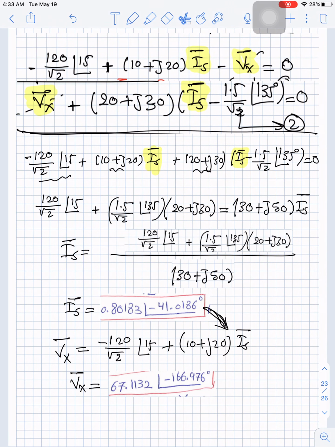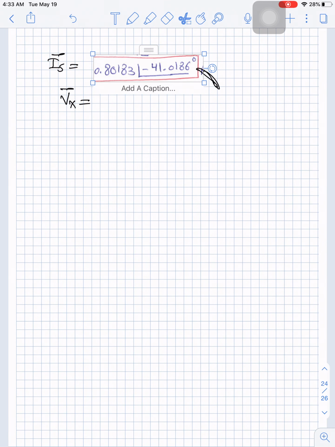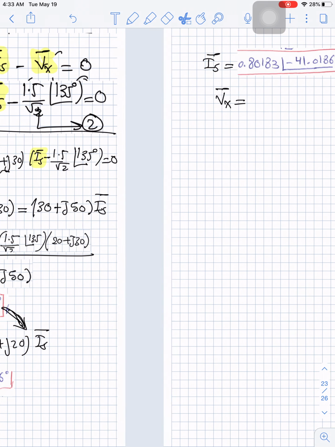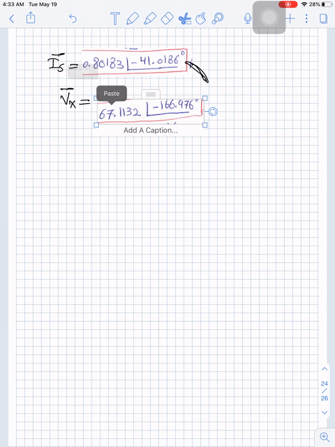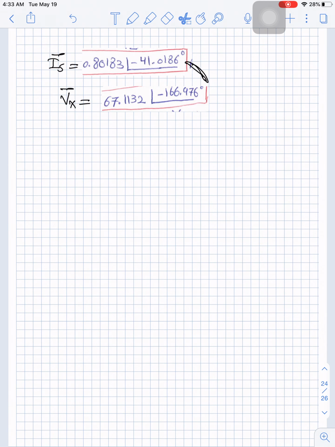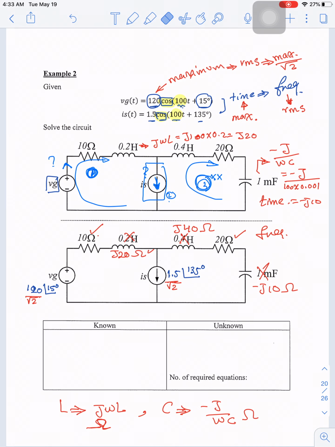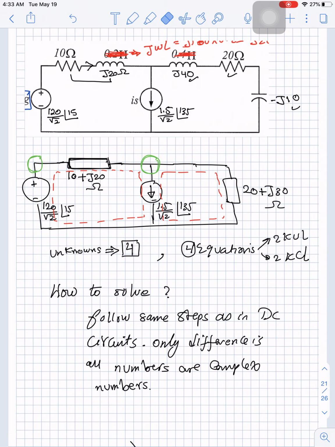Okay, so if we take this value here, this is I source, and let's take this value here, this is V source. Now this is the solution in frequency domain. If we go back to the original equation, we have the frequency is 100 and the function was cos.